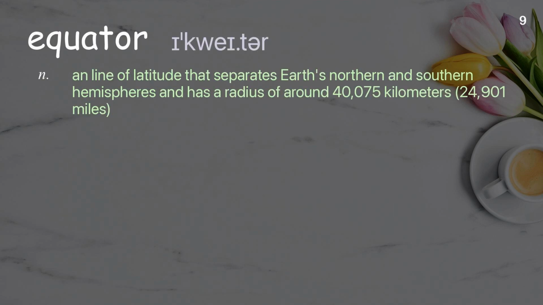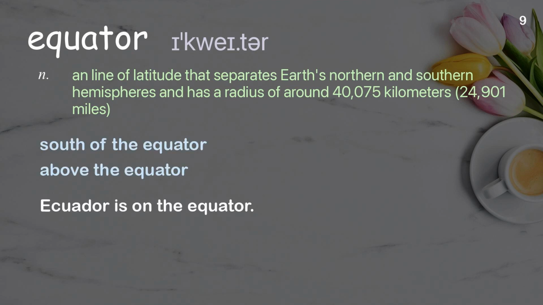Equator. A line of latitude that separates Earth's northern and southern hemispheres and has a radius of around 40,075 kilometers, 24,901 miles. Examples. South of the equator. Above the equator. Ecuador is on the equator.